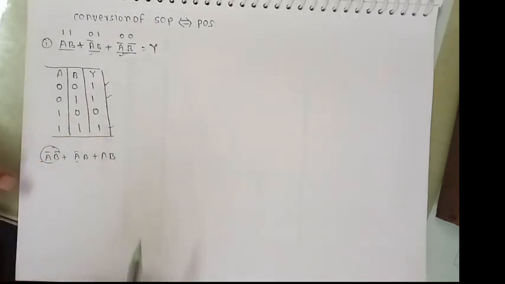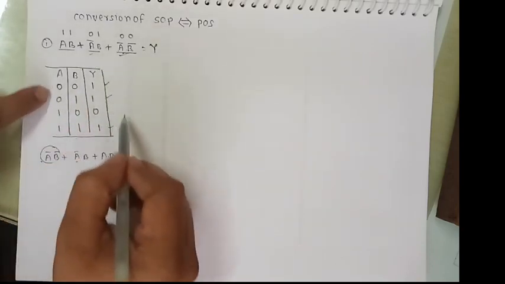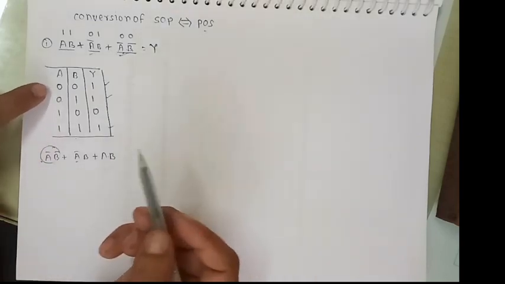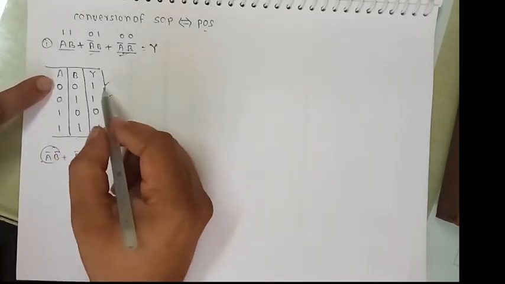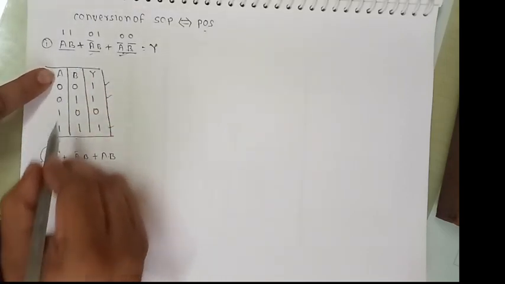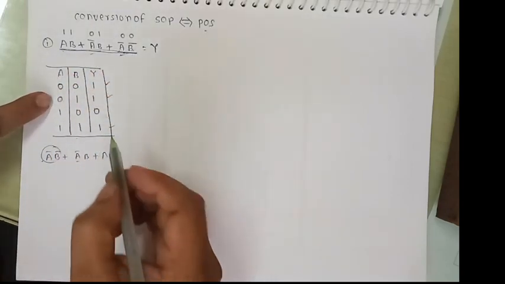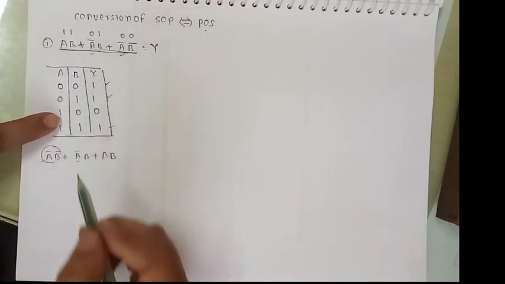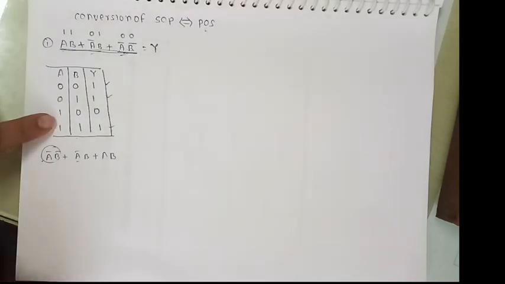Now for this truth table we will write the POS equation, which is equivalent to this given equation. For that purpose we first drew the truth table, and now from this truth table we write the POS equation.